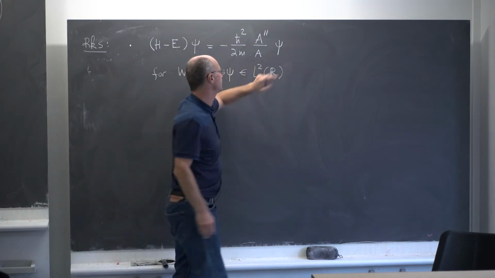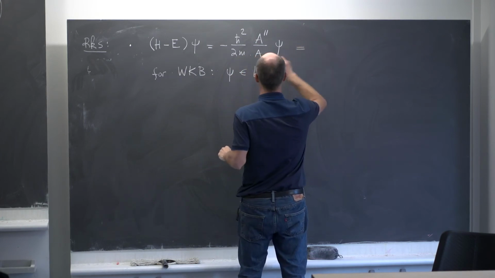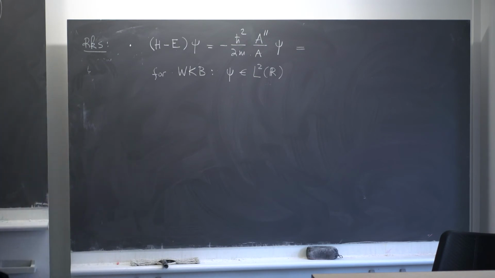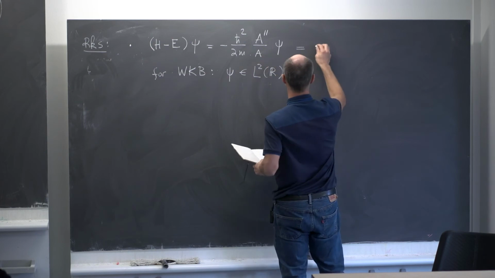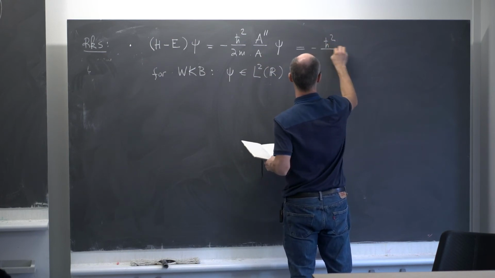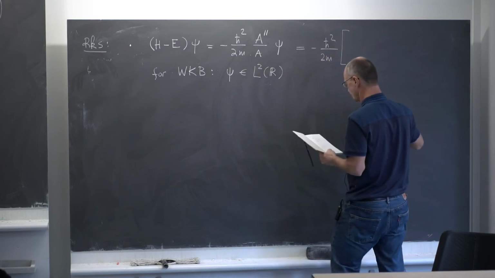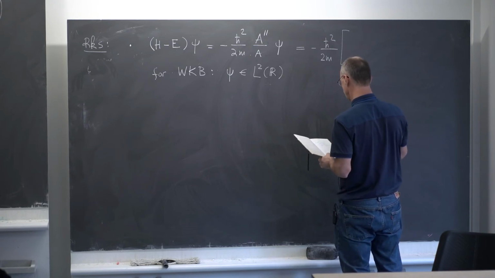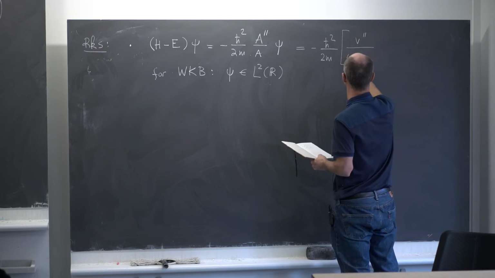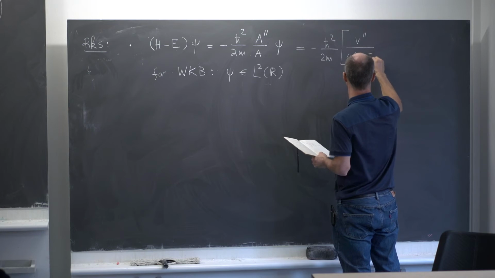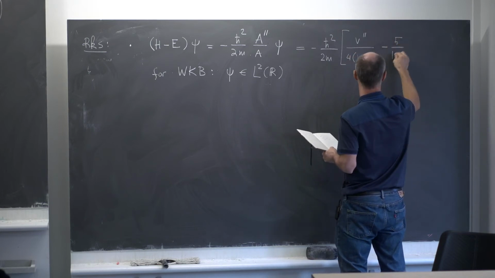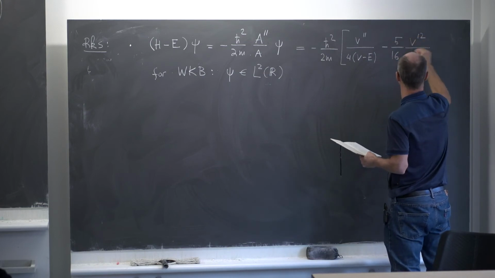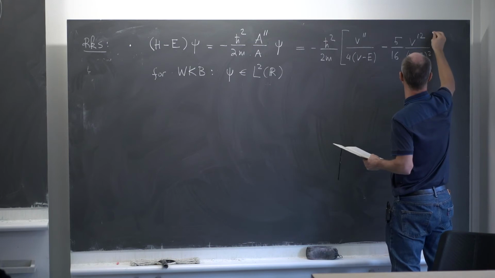Now what about this thing? For the WKB ansatz, I recopied from somewhere a short computation which tells you that this ratio has the following, maybe not very appealing form: V double prime over 4 (V minus E) minus 5 over 16 V prime squared over (V minus E) squared, times psi.